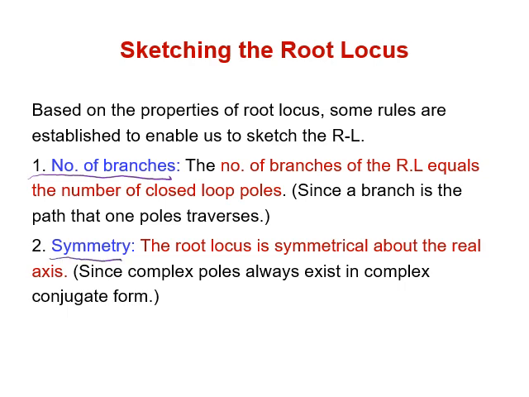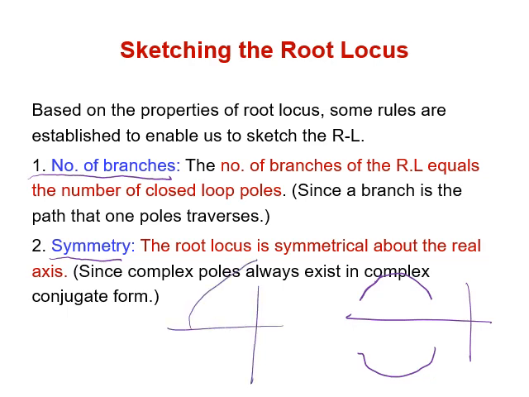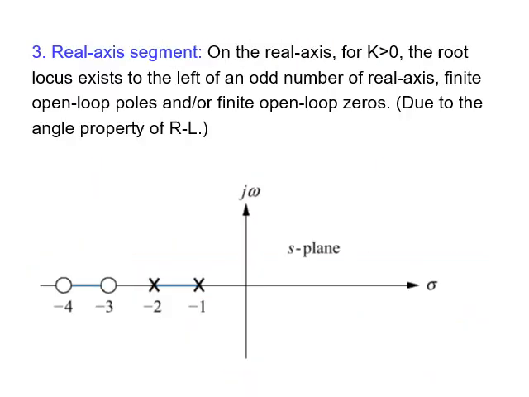And symmetry: the root locus is usually symmetrical about the real axis. So if this is the real axis, and I find that there is a curve here of the root locus at this location, that means for sure you are going to find the same curve here. If I find that the root locus goes this way, from the other side it will go the other way. So it's going to be symmetrical about the real axis.